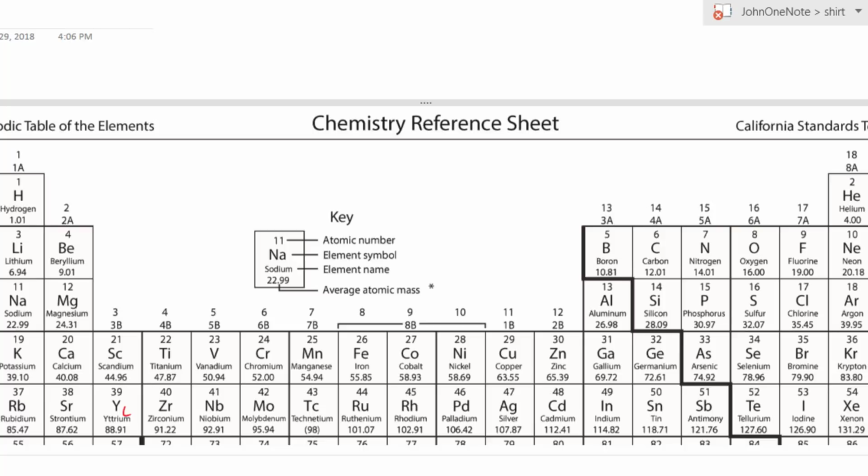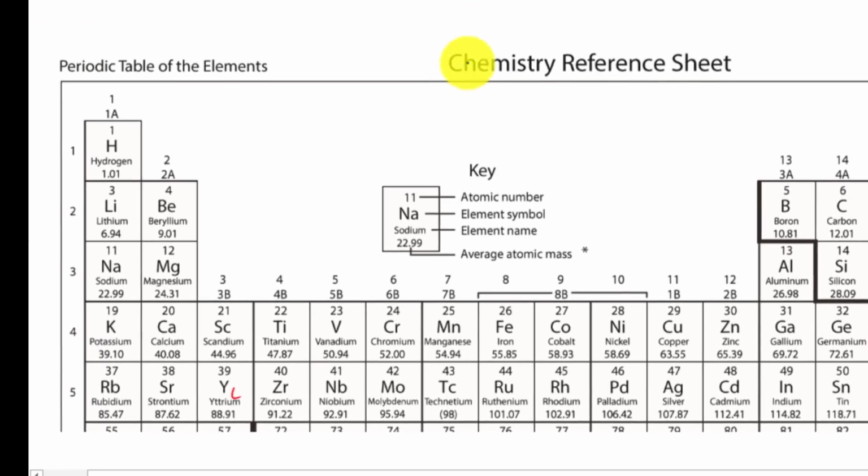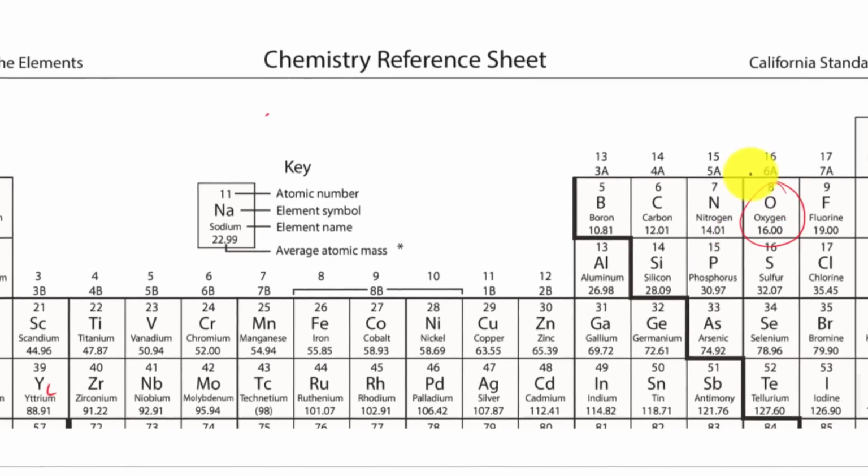In the previous lessons, we learned how to write electron configuration using the periodic table. Just a quick review, we know that the period number represents the energy level. So let's choose an element for this example. Let's choose oxygen.